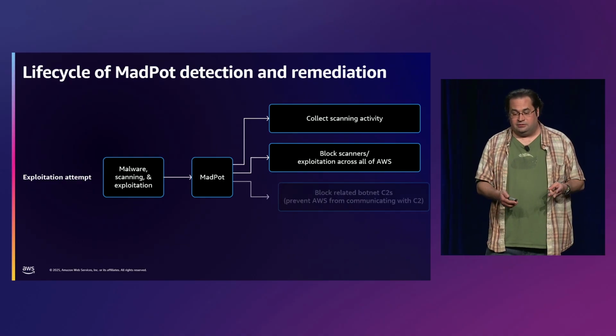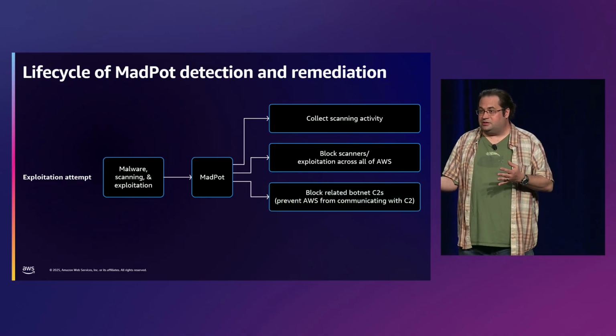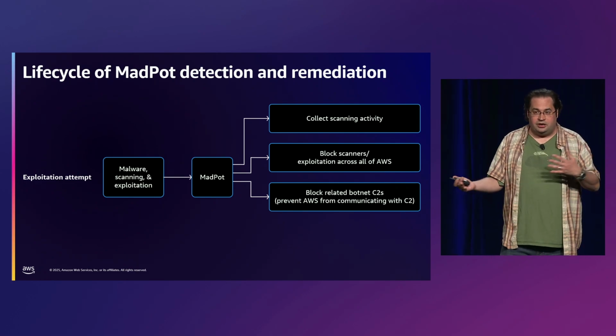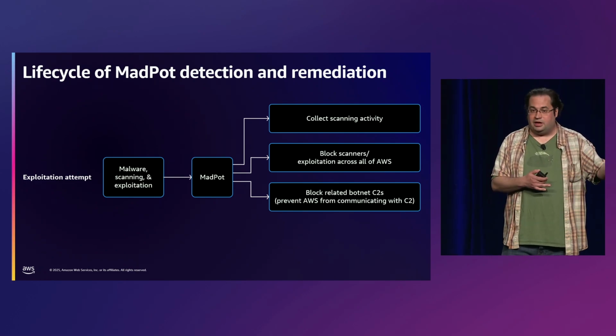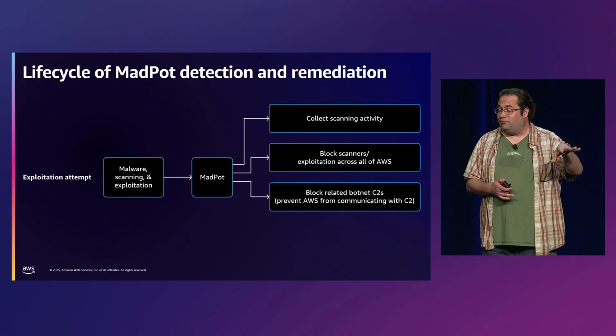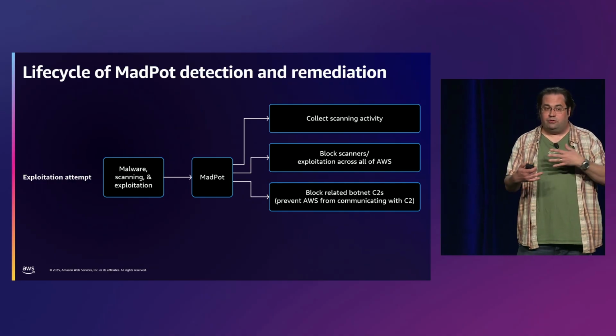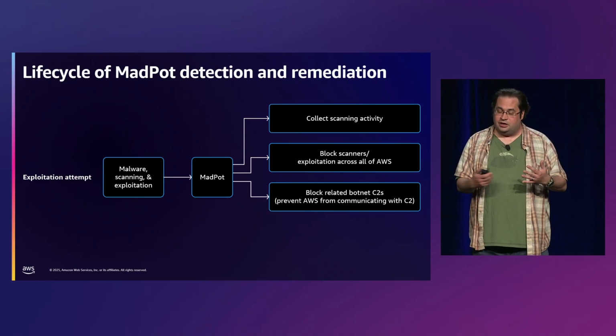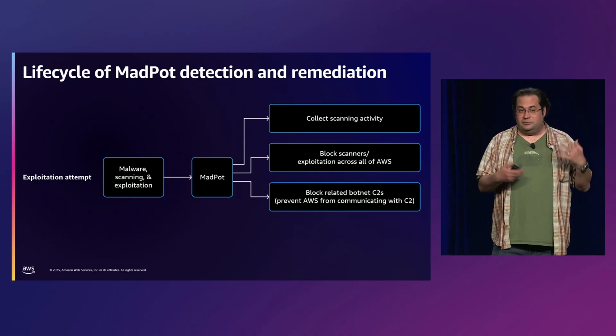The next thing that we do is, well, we've taken this botnet malware, we've detonated it, we know who the C2 is. Do we want anyone from AWS EC2 to be able to connect to that C2? Probably not. We actually impair and prevent that connectivity from occurring. So if there was any kind of infection, it would not be able to contact that C2 and actually get any sort of attack commands.